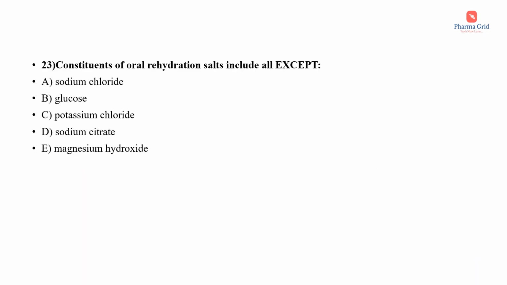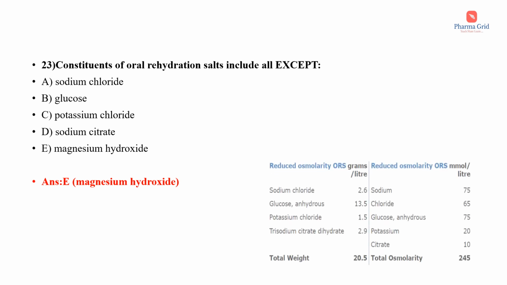Next question. Constituents of oral rehydration salts include all except. The options are sodium chloride, glucose, potassium chloride, sodium citrate, magnesium hydroxide. So here the correct answer is option E, that is magnesium hydroxide. Magnesium hydroxide is not a constituent of ORS, or oral rehydration solution.